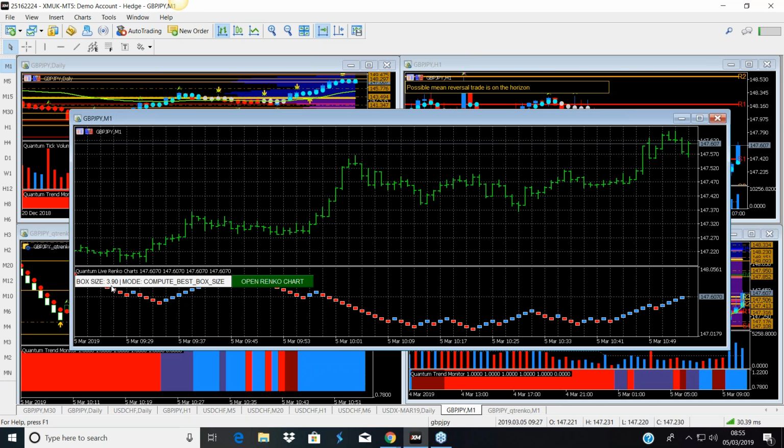Yeah, it's actually moving at 3.9. So every one of those bricks on that pound yen only completes after 3.9 pips have been completed. Now this might change during the day.